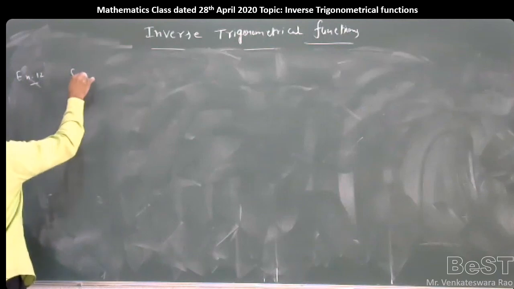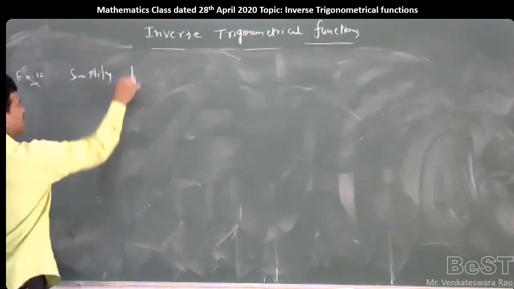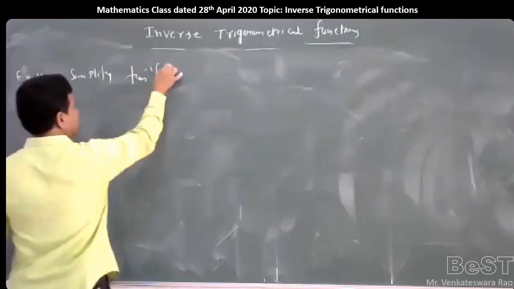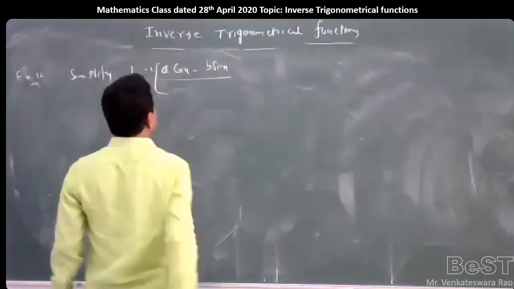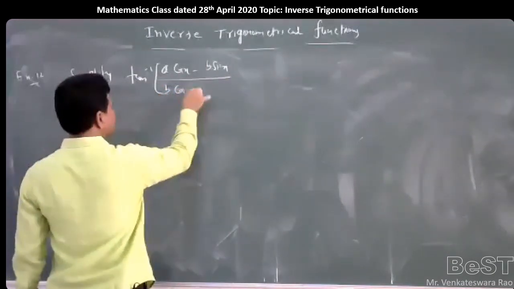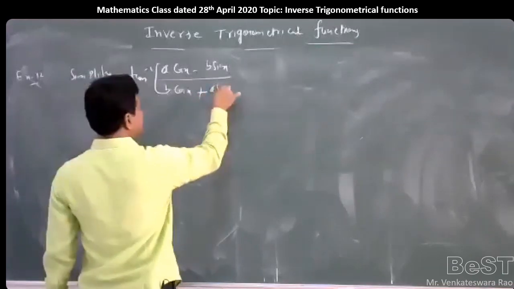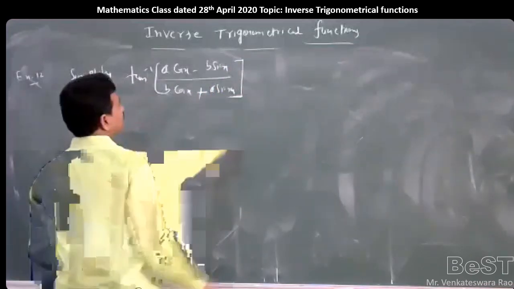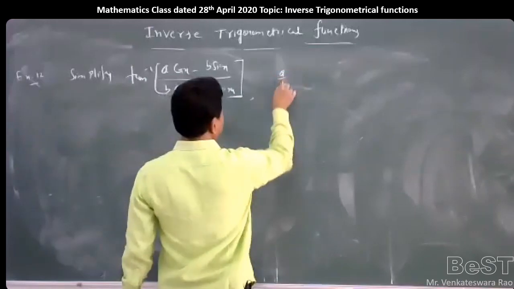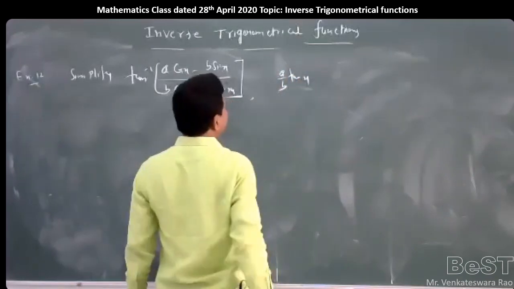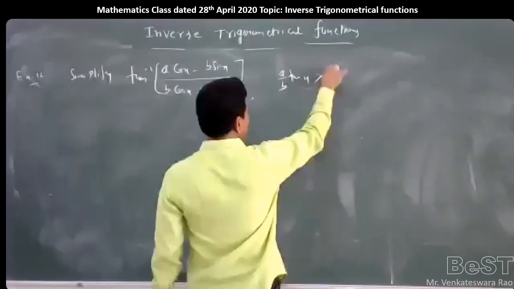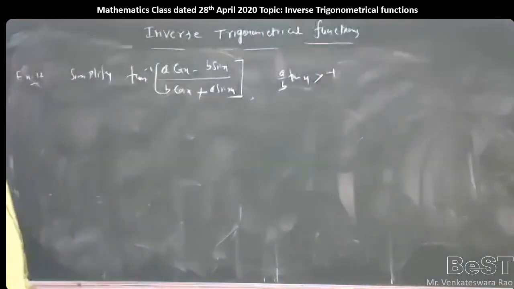Simplify tan inverse of a cos x minus b sin x divided by b cos x plus a sin x. The condition is that x into y is greater than minus 1, that is, a by b into tan x, the product x into y greater than minus 1. That is the condition for applying the formula.